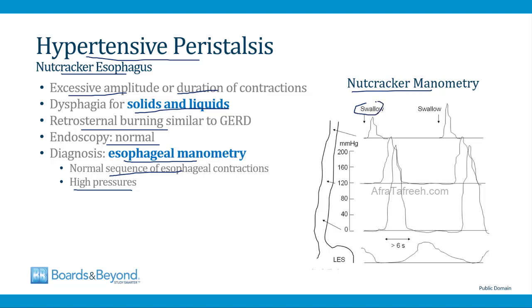The patient begins to swallow, and you see these contractions that are very, very high, getting up into pressures close to 200 millimeters of mercury. That is a very high pressure for those contractions, and that's what you see in nutcracker esophagus.